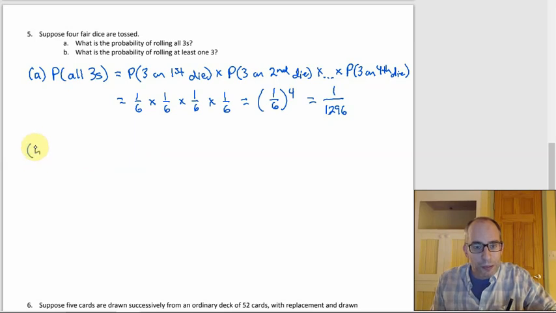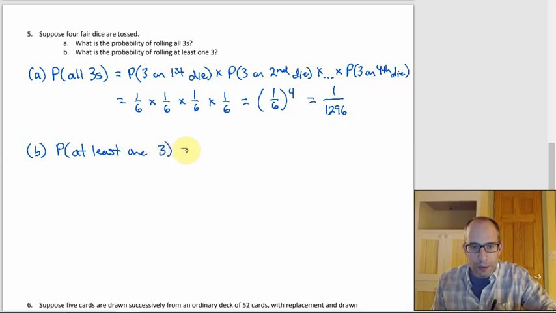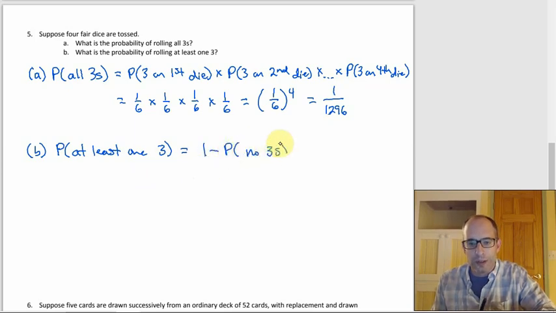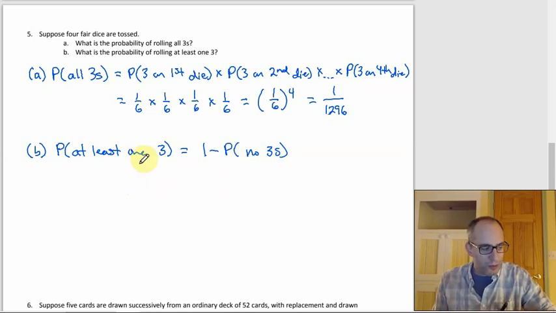So what we're going to do with B is we want the probability of at least one 3. But the complement of at least 1 would be getting less than 1, so that would be getting 0. So that would be 1 minus the probability of no 3s. All right, we can figure out the probability of no 3s. I'll do this indented a little bit.